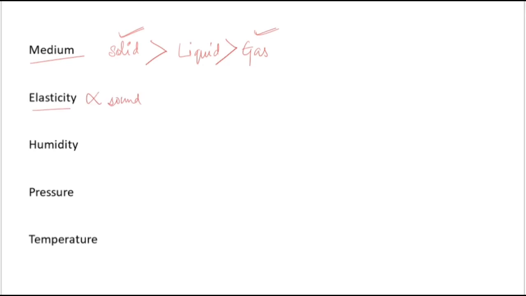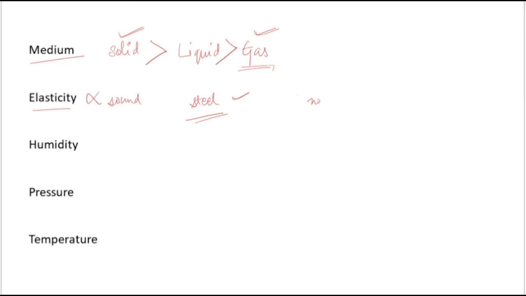Also, the speed of sound is directly proportional to the elasticity of the object. For example, you can consider steel. Steel is the most elastic metal. It is a solid. Secondly, it is very elastic. So, the speed of sound is maximum in steel. Now, you can consider the example of vacuum. There is no elasticity in vacuum, and thereby there is no speed of sound in vacuum. Sound cannot travel in vacuum, right?